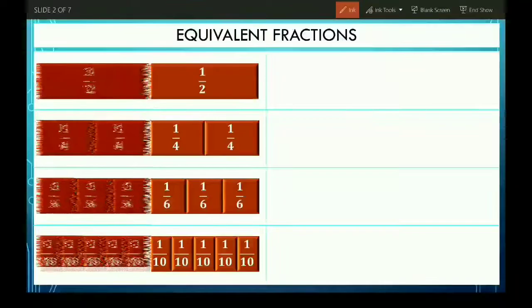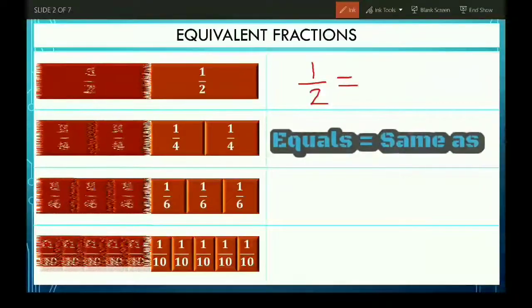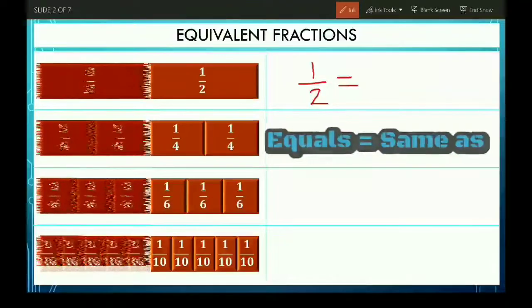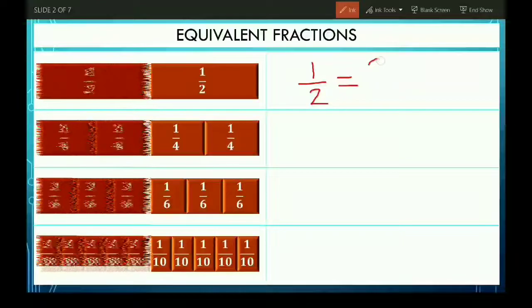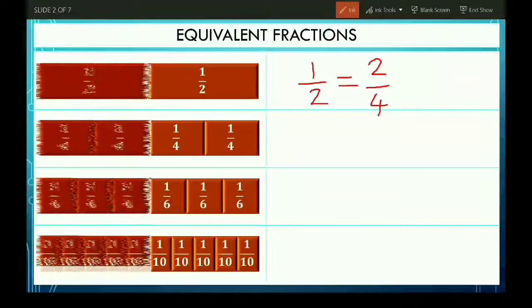So what I can say is 1/2, which is a half, is the same as, or equals, because remember equals means the same as, 2/4, because we have the two pieces of the bar of chocolate which are a quarter and they're exactly the same as a half.